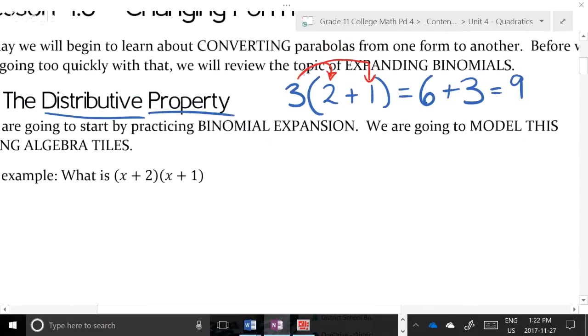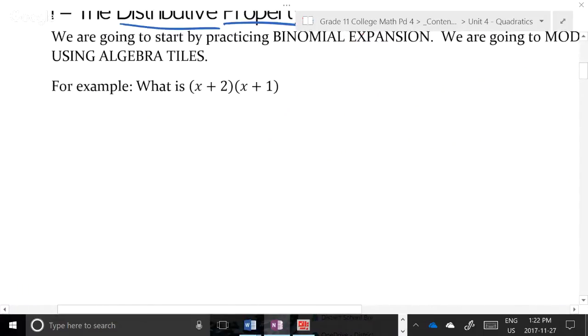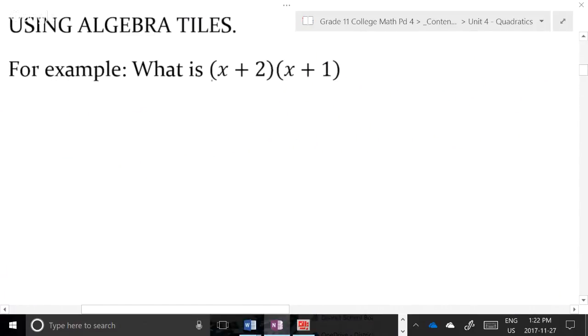So this property is called the distributive property, where if you have multiplication outside of a bracket, you multiply the number by everything inside the bracket, all of the terms. And I want to look at that when we have unknown values involved. So here we have x plus 2 times x plus 1. And to do that, we're going to use the algebra tiles.